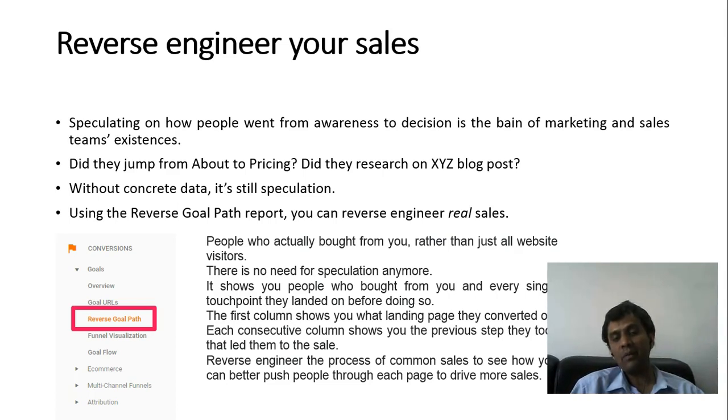The first column shows you what landing pages they converted on. Each consecutive column shows you the previous step they took that led them to the sale. Reverse engineer the process of common sales to see how you can better push people through each page for driving more sales.